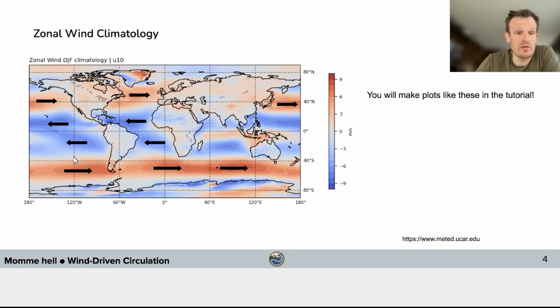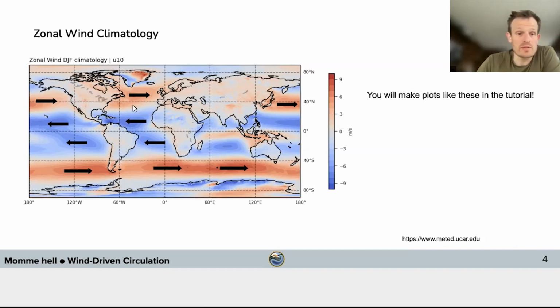So you see the imprint of the Hadley cells around the tropics, marked by these black arrows, as well as the imprint of the Ferrel cells, or the mid-latitude cells, in all mid-latitude regions, especially in the southern hemisphere and in the northern hemisphere.